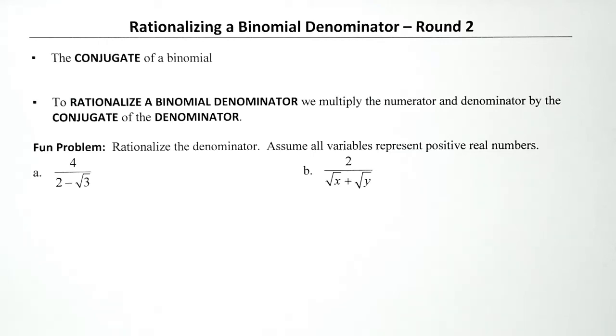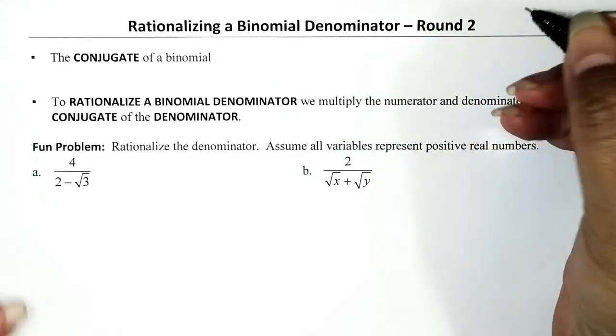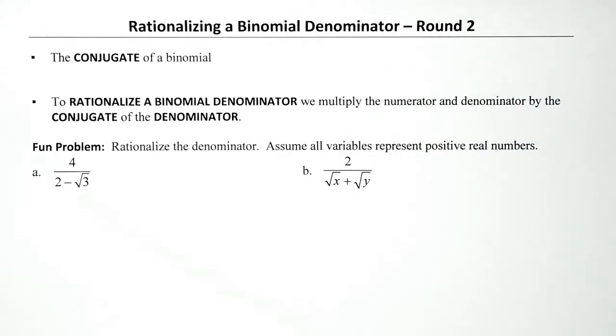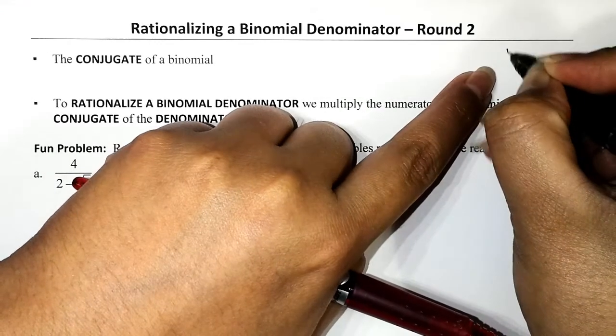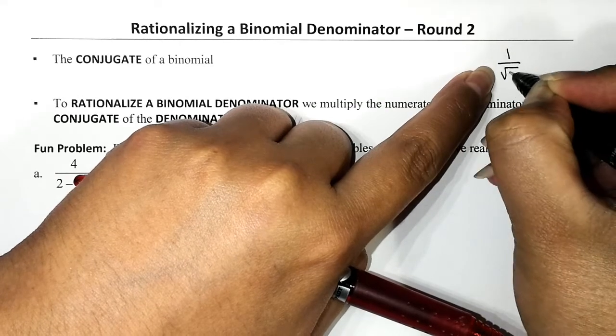Guys, welcome back. So today we are going to continue to rationalize the denominator, but in this case we're going to look at the case when we have a binomial denominator. So from our previous video we were rationalizing the denominator when we only had one term. So I'm just going to go ahead and put something like 1 over square root of 7.